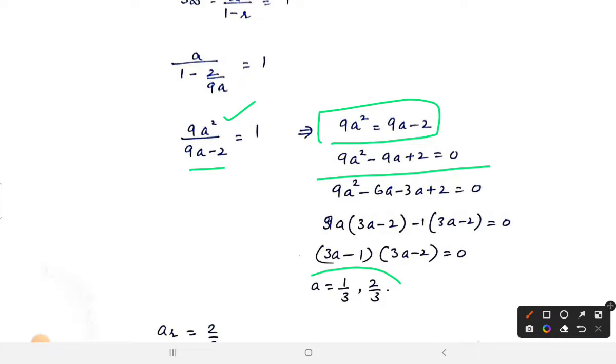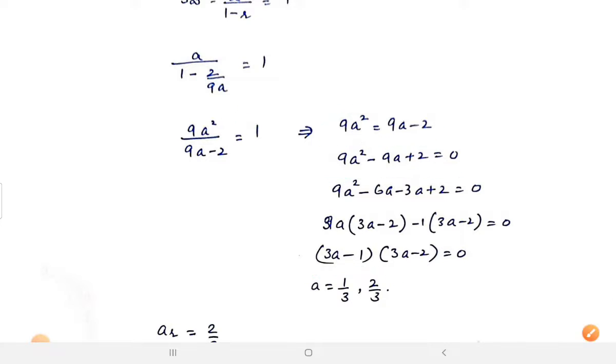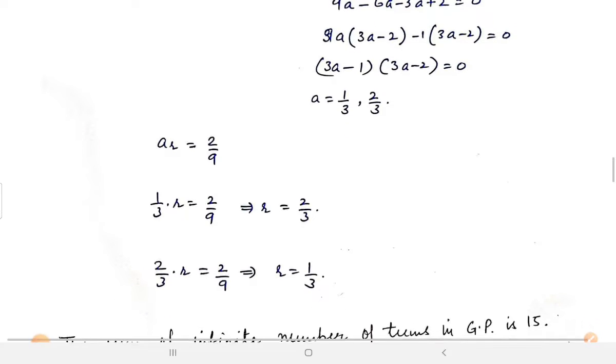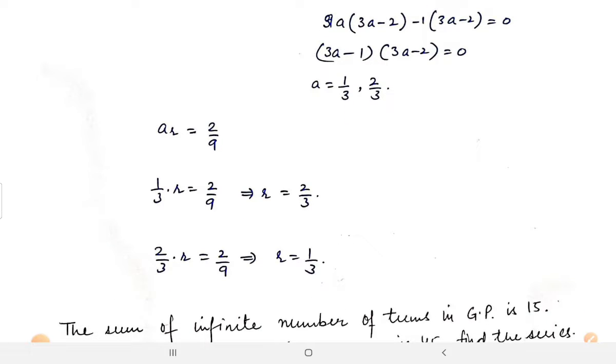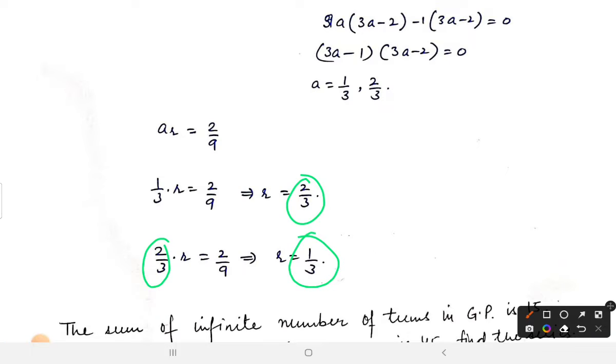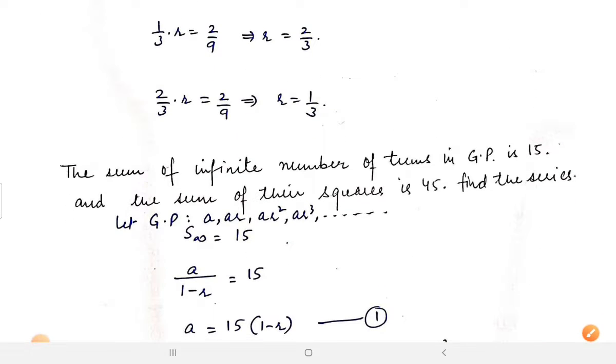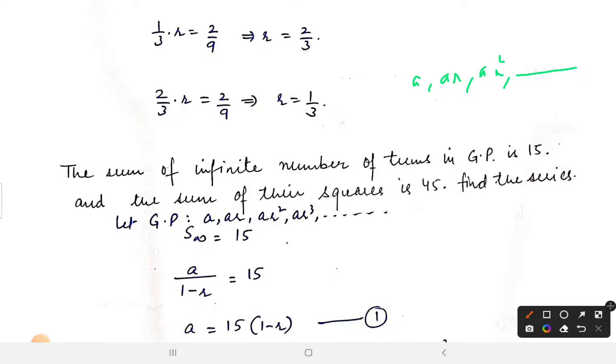After solving, we will get a equal to 1 by 3 and 2 by 3. Let us now put the value of a in the expression ar equal to 2 by 9, which is given to us. When a is 1 by 3, we have r as 2 by 3, and when we put a as 2 by 3, r will be 1 by 3. So when we have r and a, we can easily find the geometric progression, which is given by a, ar, ar squared, ar cubed and so on.